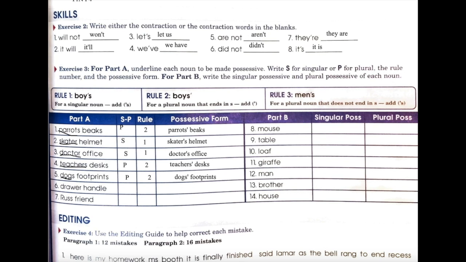Number 6, drawer handle. Underline the noun. Is it singular or plural? It is singular. What rule does it follow? It follows rule number 1. The possessive form is drawer, apostrophe S, handle. Number 7, Russ's friend. Underline the noun. Is it singular or plural? It is singular. What rule does it follow? Rule number 1. The possessive form is Russ, apostrophe S, Russ's friend.